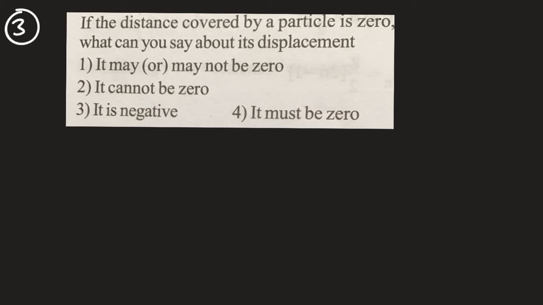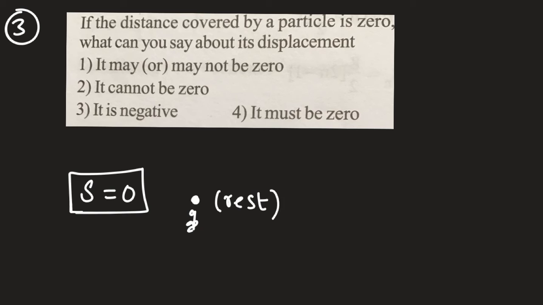If the distance covered by a particle is 0, what can you say about its displacement? Distance is 0 means the particle is not moving anywhere. Distance covered is 0, it means the particle is at rest. It is not moving anywhere. So when the distance is 0, obviously displacement must be 0, right?